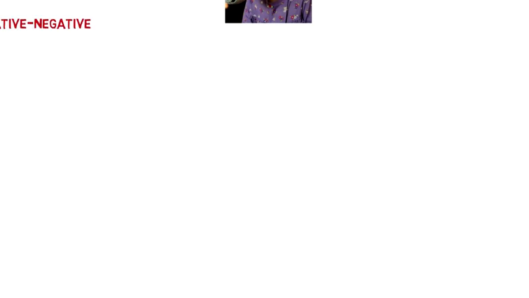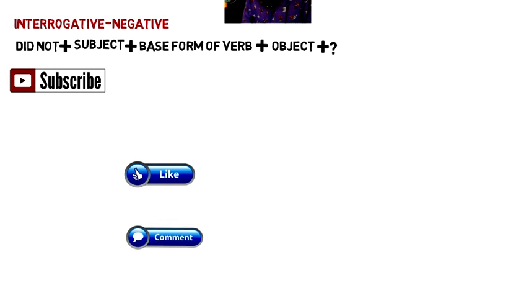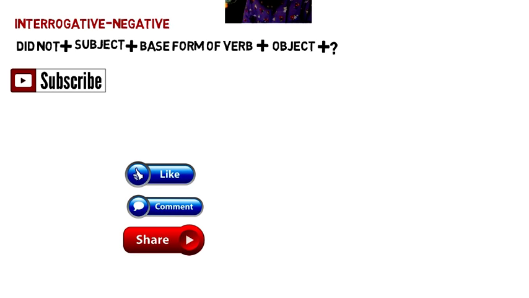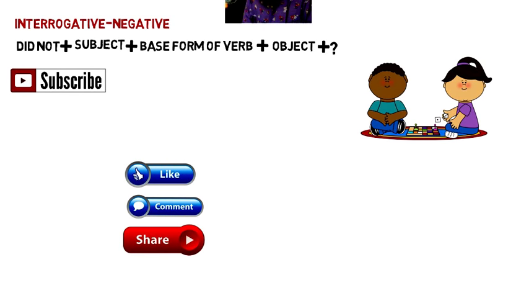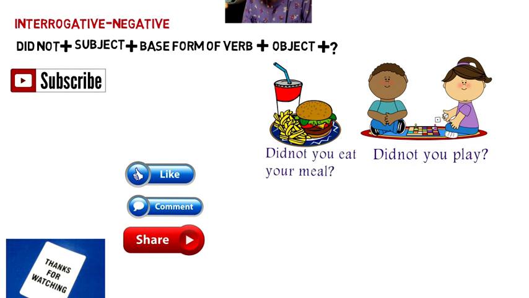Etc. And for interrogative negative: did not plus subject plus base form of verb plus object, and finally the question mark. Just like, did not you play? Did not you eat your meal? Etc.